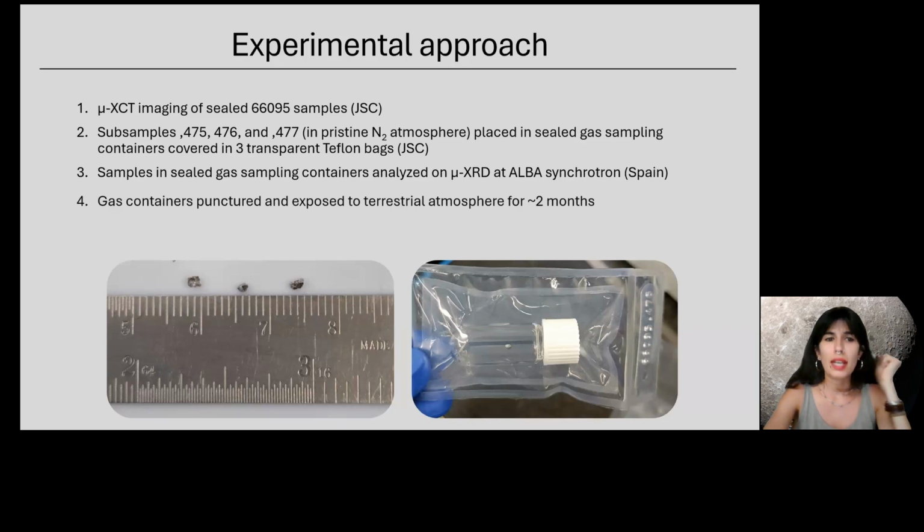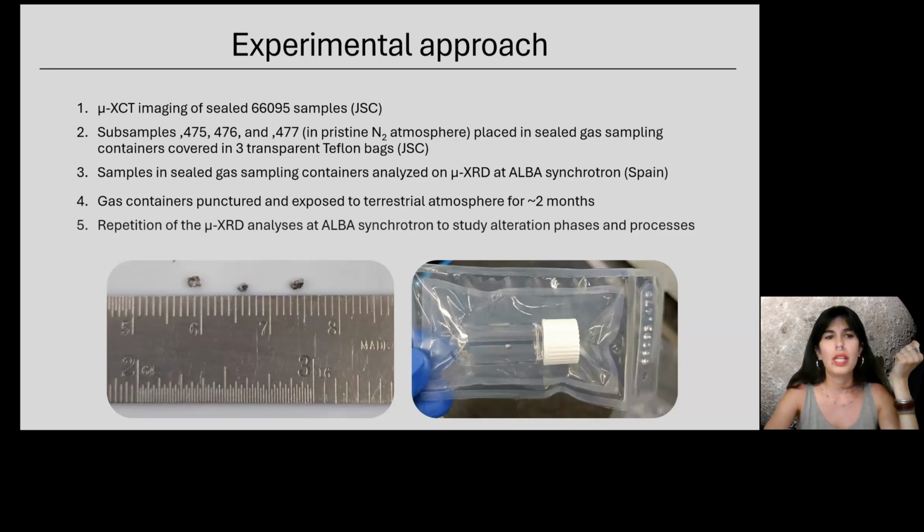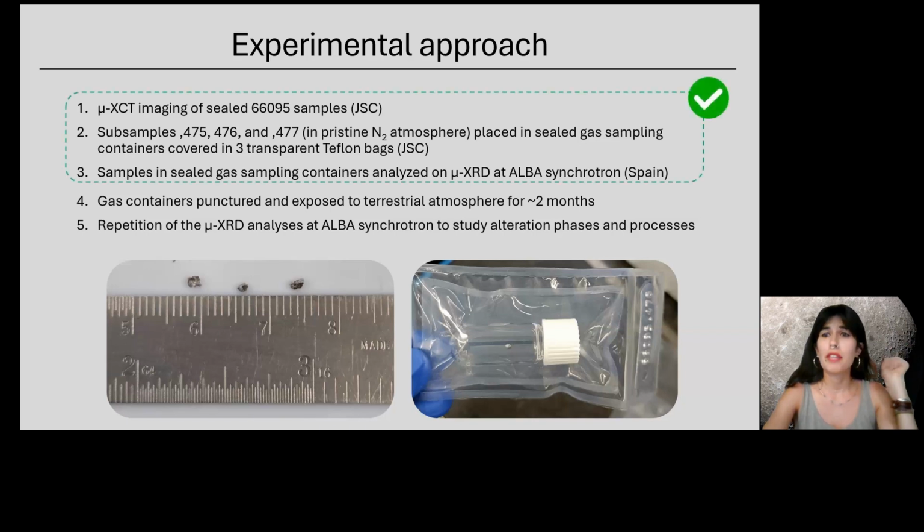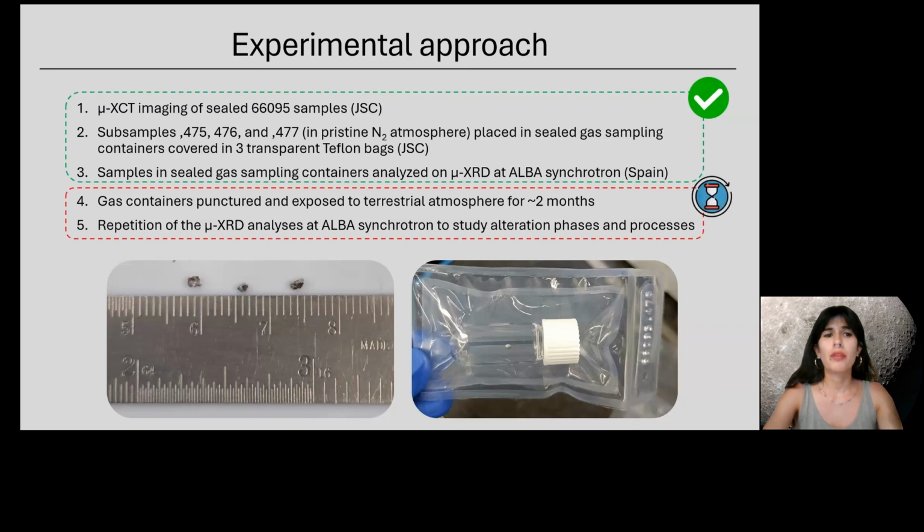And then the gas containers were punctured and exposed to terrestrial atmosphere for 2 months. And finally, repetition of the analysis at the ALBA synchrotron will observe alteration phases with the terrestrial atmosphere. So far, we've done the first 3 steps, and we are currently at the 4th step, where we just punctured the container caps, and we are waiting for the terrestrial alteration to occur on the sample. So in this talk, I'm going to show these first 3 steps.